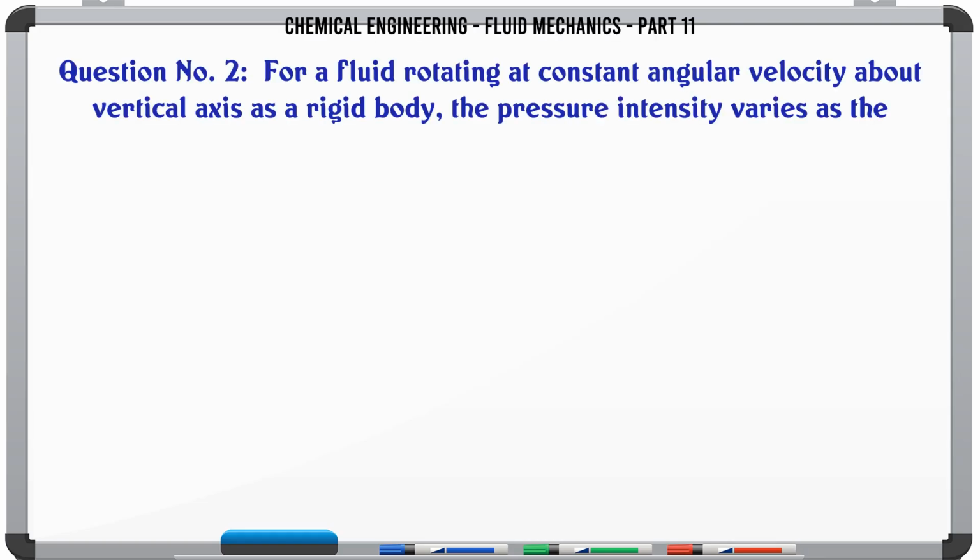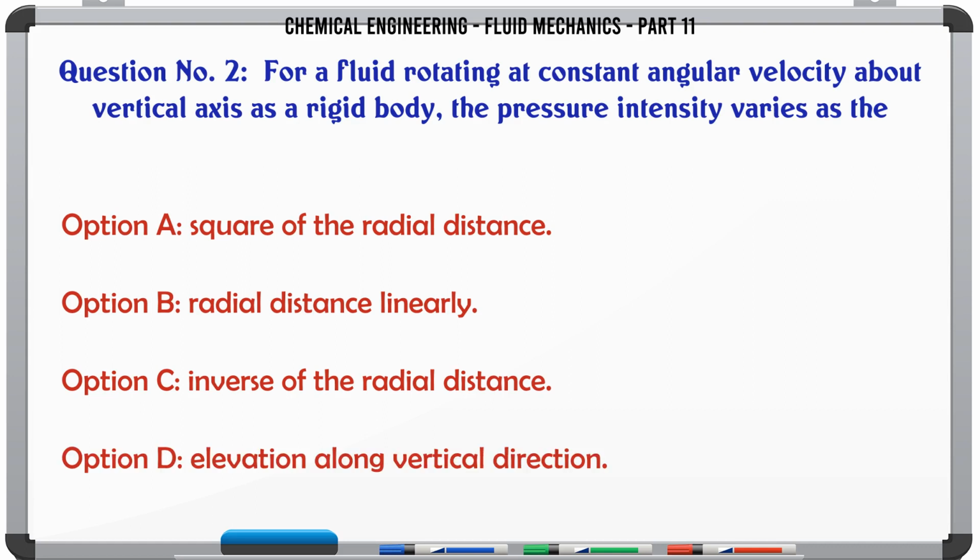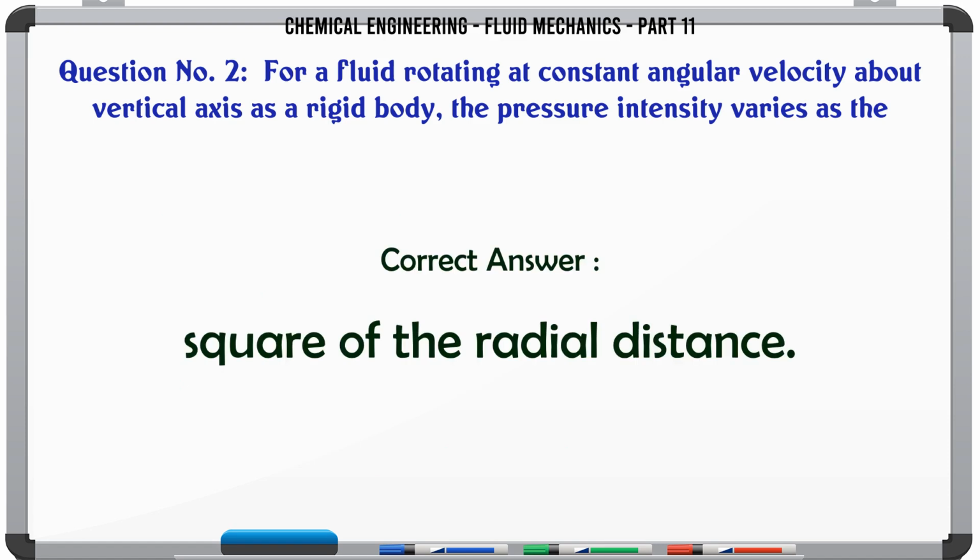For a fluid rotating at constant angular velocity about a vertical axis as a rigid body, the pressure intensity varies as the: A. Square of the radial distance. B. Radial distance linearly. C. Inverse of the radial distance. D. Elevation along vertical direction. The correct answer is square of the radial distance.